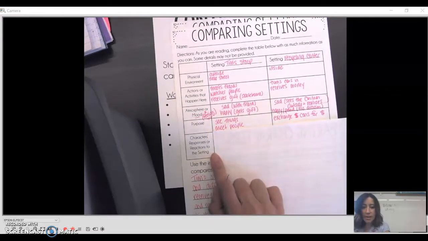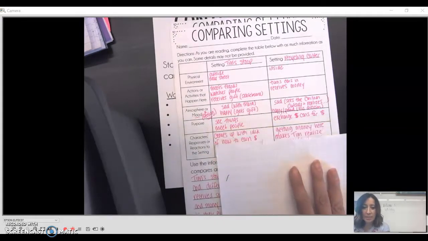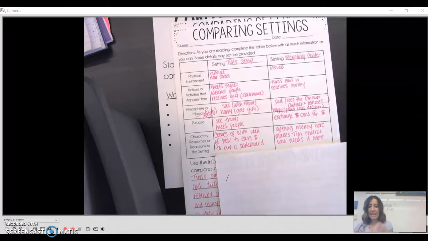And then as far as the characters' reactions or responses in that setting, let's take a look at what I was thinking. On Tim's stoop, this is where he comes up with the idea of how to earn money to buy a skateboard. It's that interaction with his friend, where his friend is thinking, let's go skateboarding. And Tim's like, no, I don't like to borrow your brother's stuff. But it's also where he sees the can man and where he kind of gets the idea of, I can be like the can man, collect cans, and then I can solve my problem of not having a skateboard and equipment to go skateboarding with.